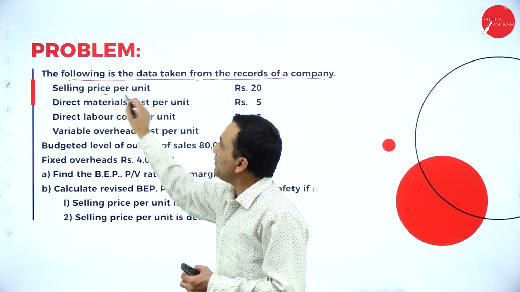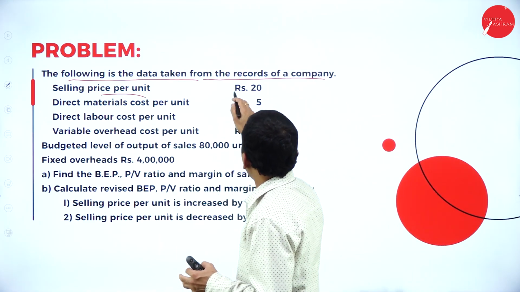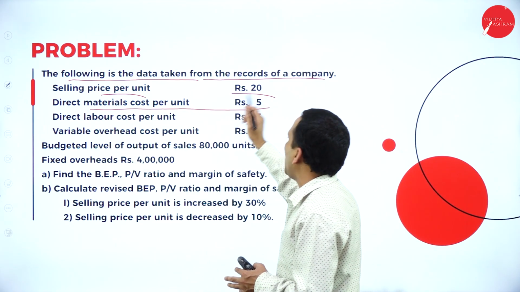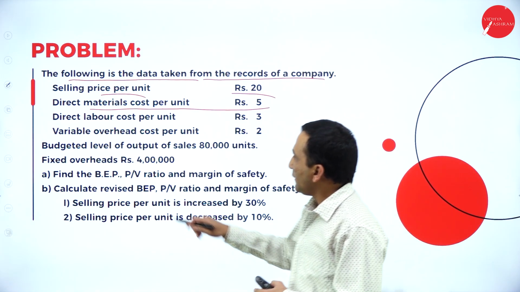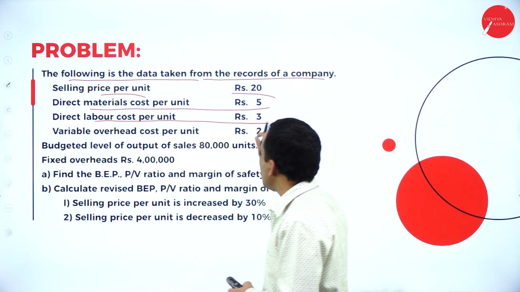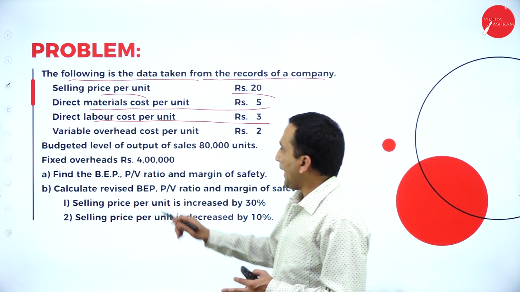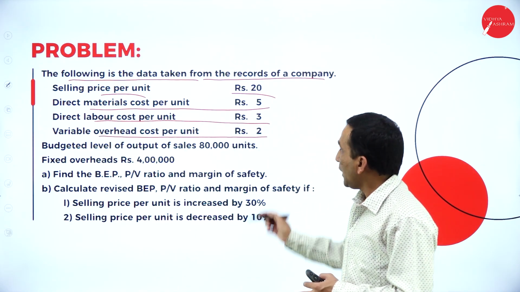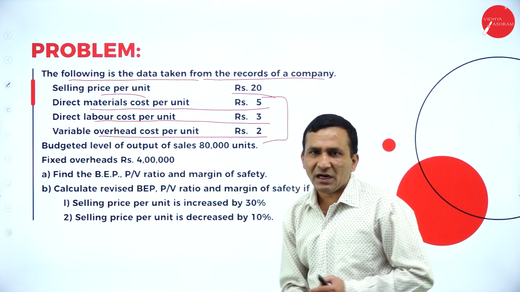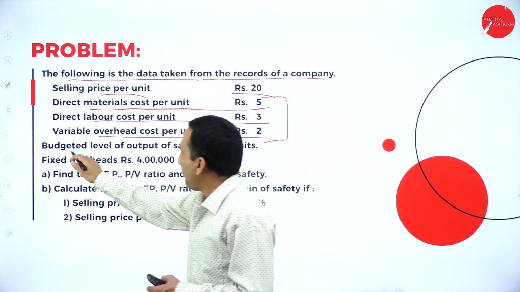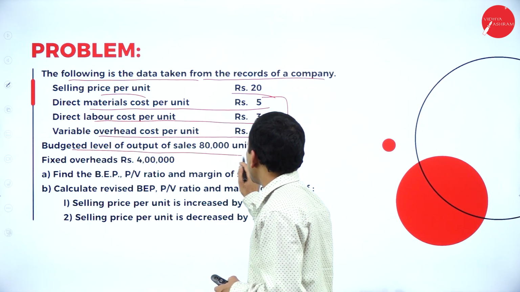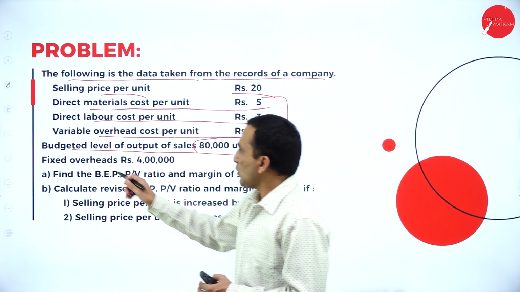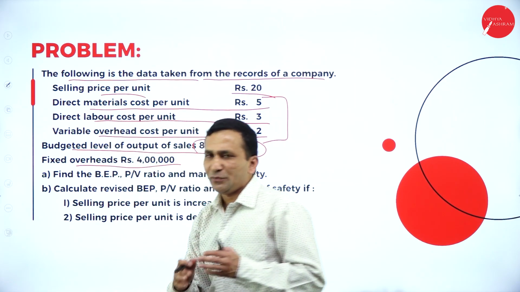The selling price per unit is given, rupees 20. The direct material cost per unit is 5 rupees, the direct labor cost per unit is 3 rupees, and the variable overheads cost is 2 rupees. These three items come under variable cost. The budgeted sales output is 80,000 units that you are producing. The fixed overheads cannot be changed, which is 4 lakh.